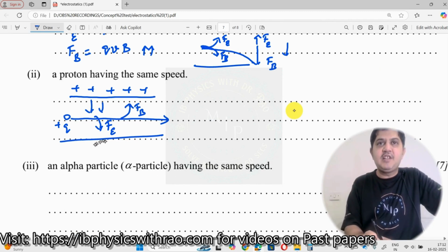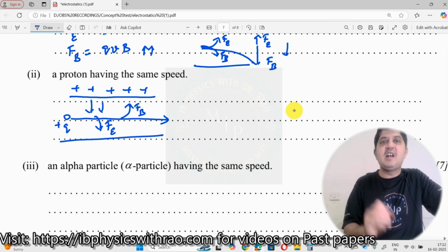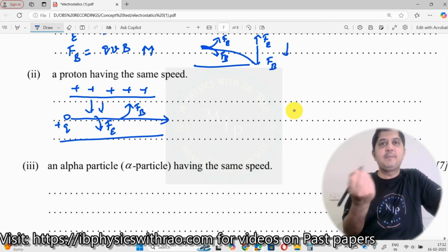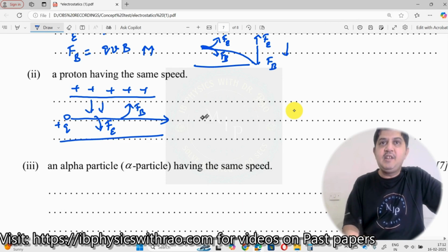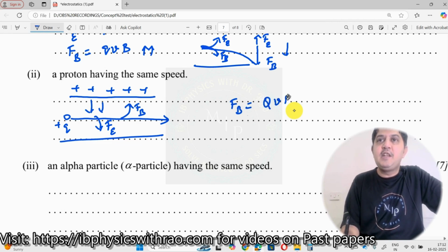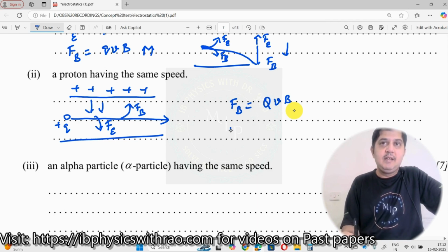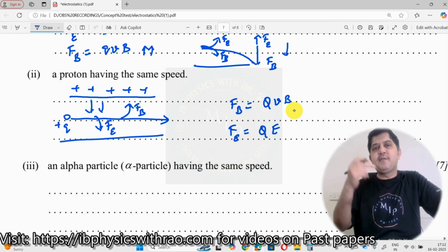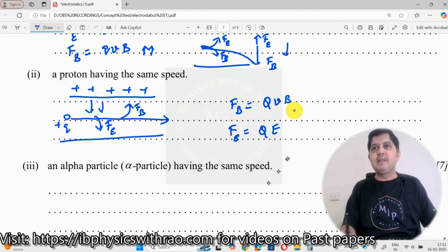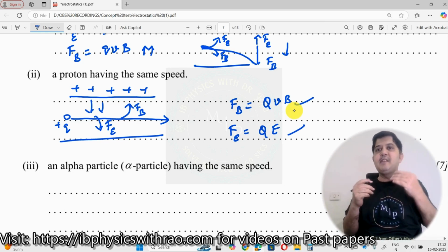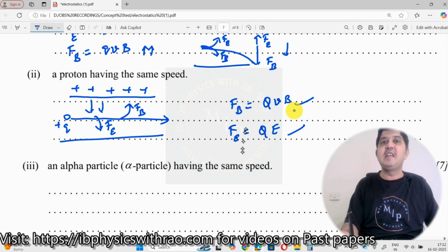Now for the deflection to happen, FB should not be equal to FE, so that something like this should change, right? So here FB in this case would be capital Q V into B, right? Q is different. This Q is the charge on the proton. FE is equal to capital Q into capital E. Now what has happened is the directions of electric and magnetic fields have changed, but the magnitudes of these are equal. Of course, the values of FE and FB have also changed, but these are equal over here, right?